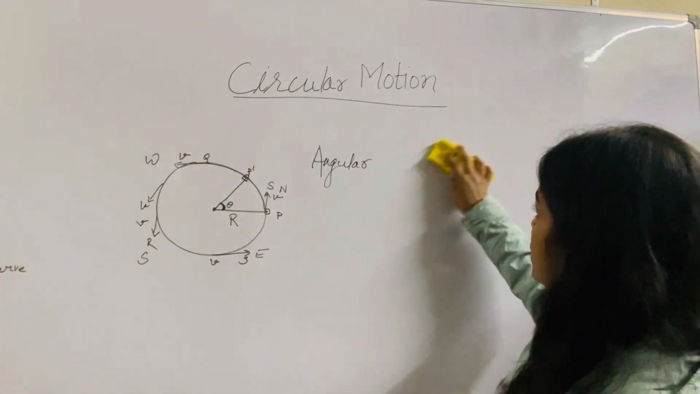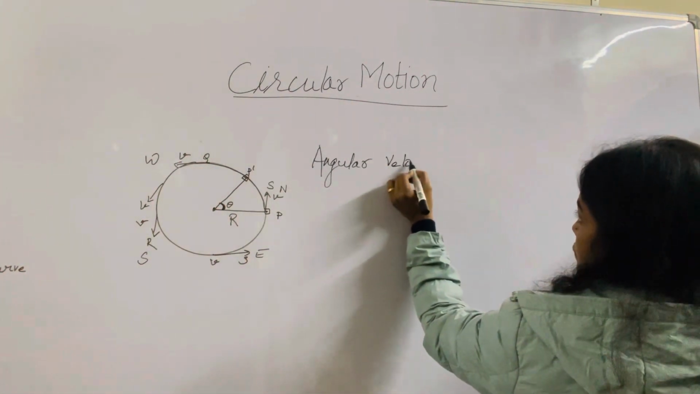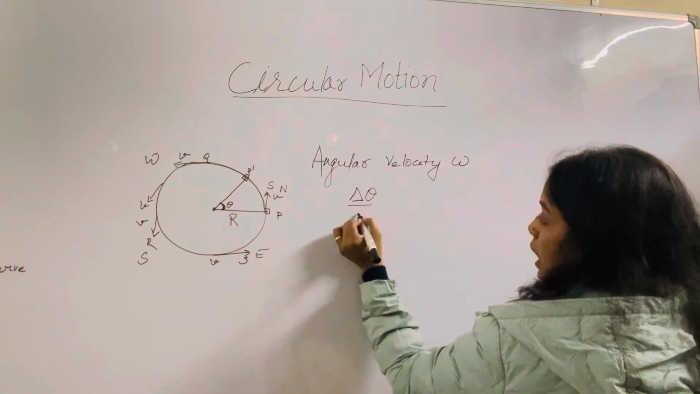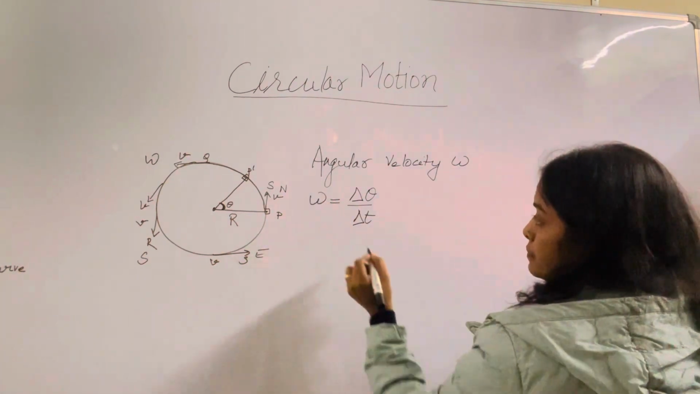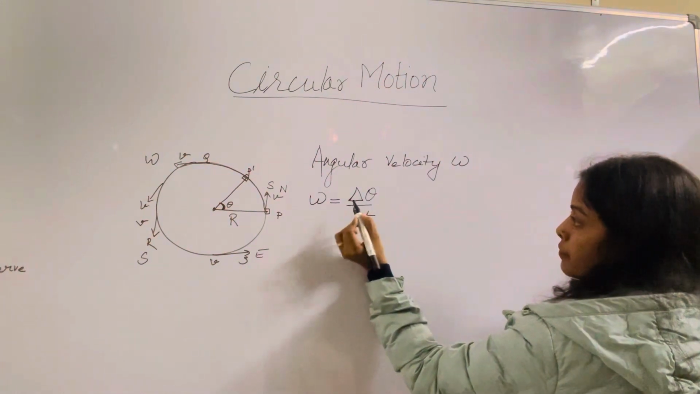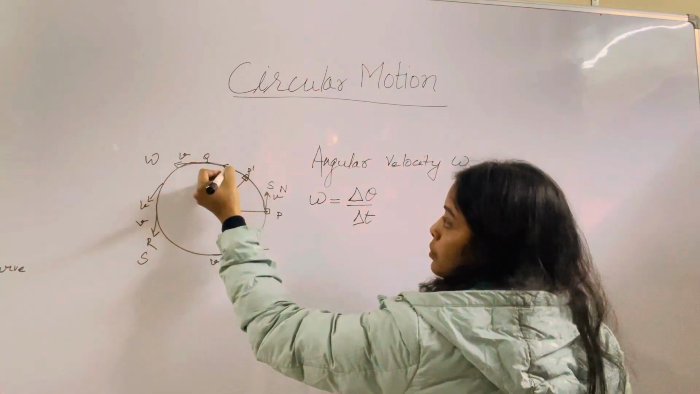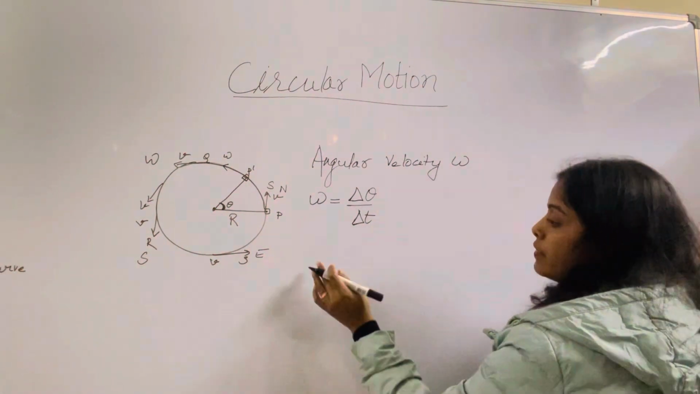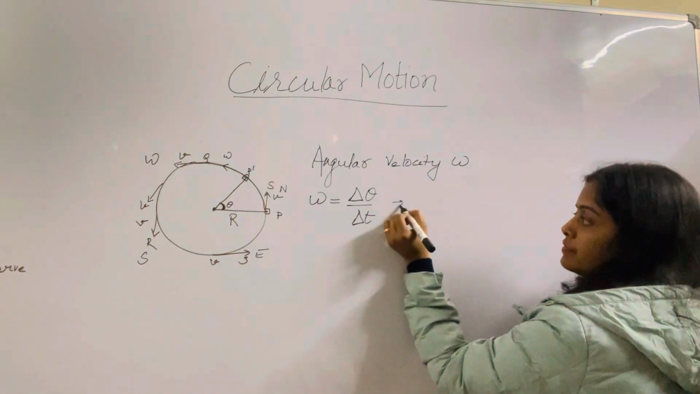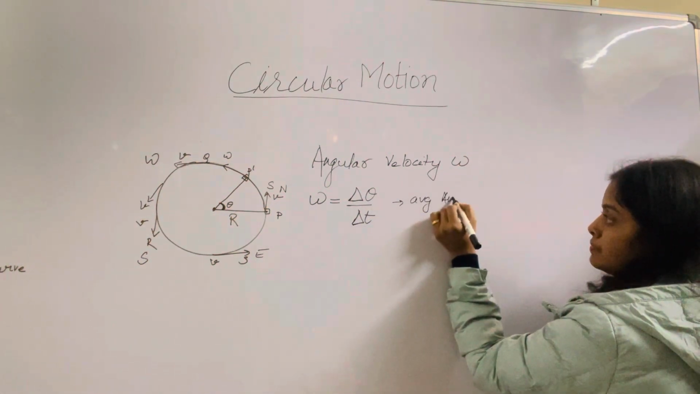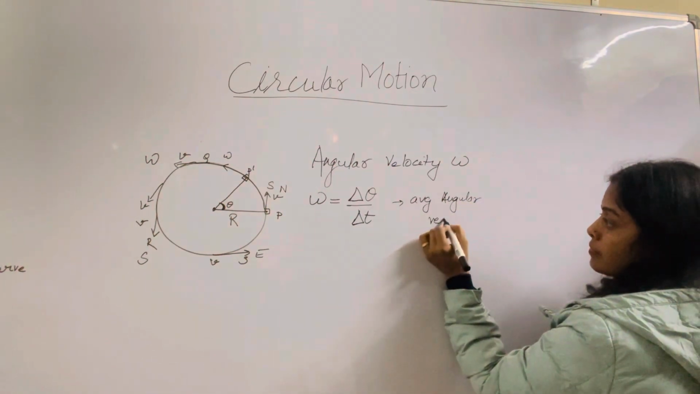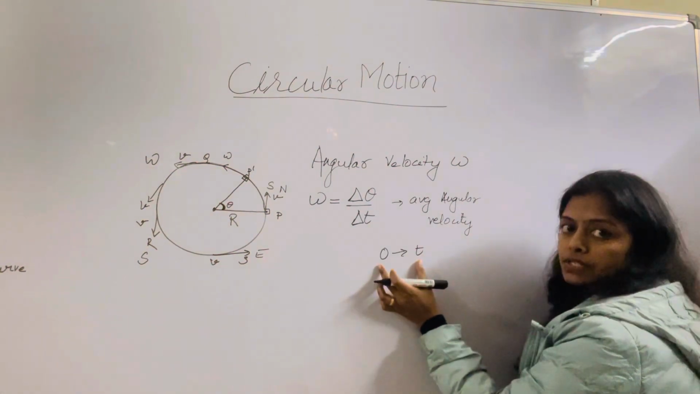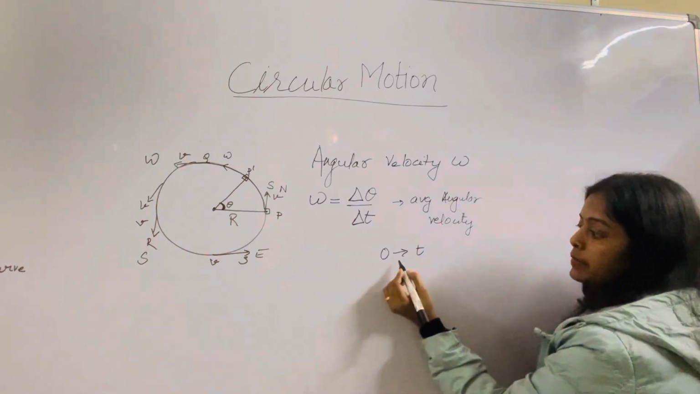The next term is angular velocity. Angular velocity is denoted as omega, which is the rate of change of angular displacement with respect to time. Suppose an object is moving with angular velocity omega. This definition is for the average angular velocity. That means from time 0 to time t, how much angular displacement has been covered by an object in time t.